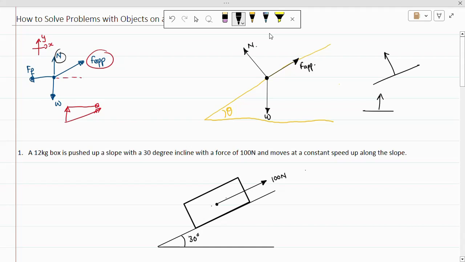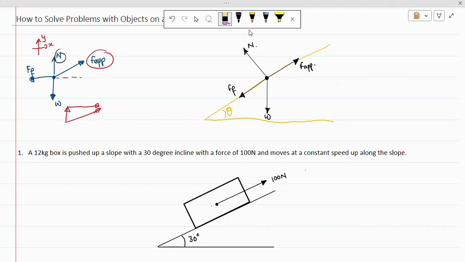And then your friction is always going to oppose your motion. So if you're moving up the slope, your friction is going to point in that direction over there. So that's the force of friction. All right, let's just remove these. Okay, so these are the four forces that we're usually going to be using.